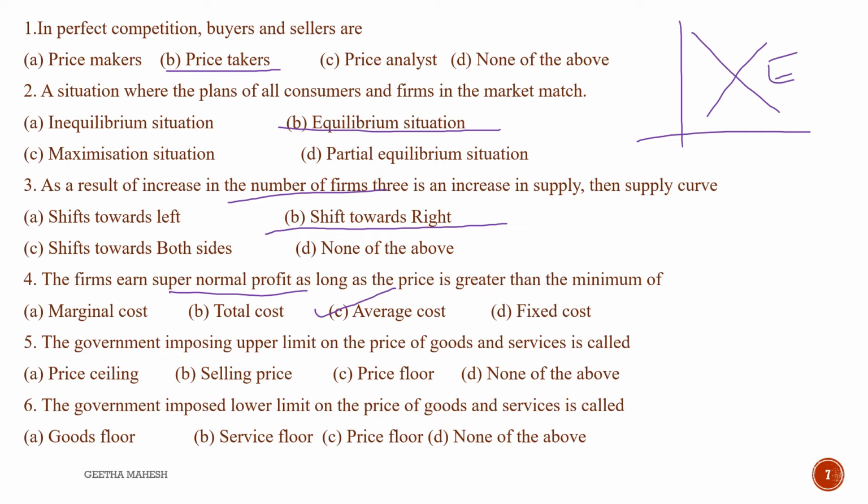The government imposing an upper limit on the price of goods and services is called price ceiling, selling price, price floor, none of the above. Dear student, they are talking about an upper limit. So it is a price ceiling. The government imposed lower limit on the prices of goods and services is called goods floor, price floor, service floor, none of the above. Dear student, it is a price floor. They are talking about a lower limit. So it is a price floor which is imposed by government on the prices of goods and services.